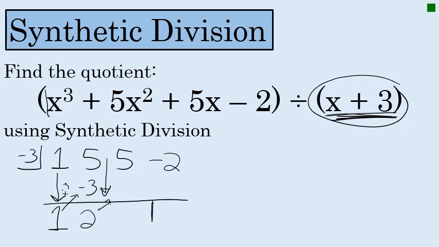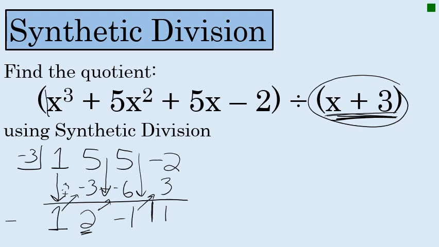Again, as I go diagonally up to the second row, I'm going to take the 2 and multiply by the number in the box, negative 3. 2 times negative 3 is negative 6. Coming down the column, 5 plus negative 6 is negative 1. Multiplication, negative 3 times negative 1 is positive 3. And then negative 2 plus 3 is 1.